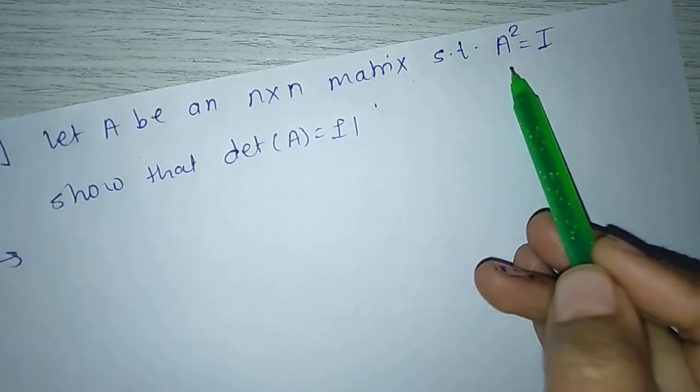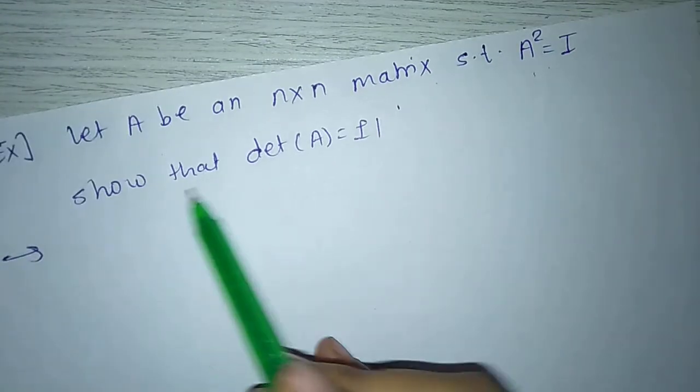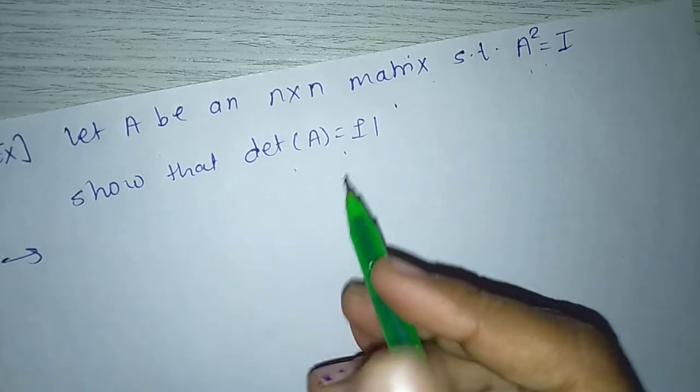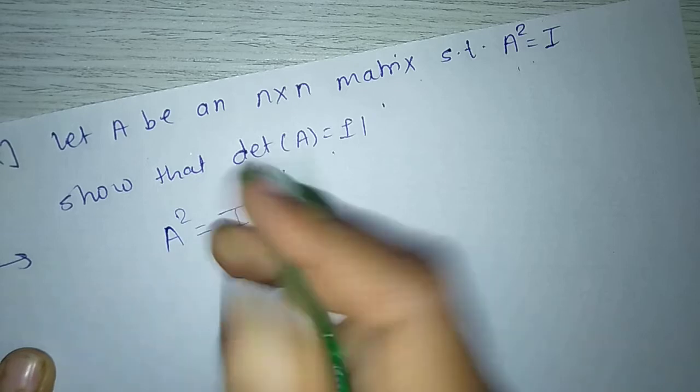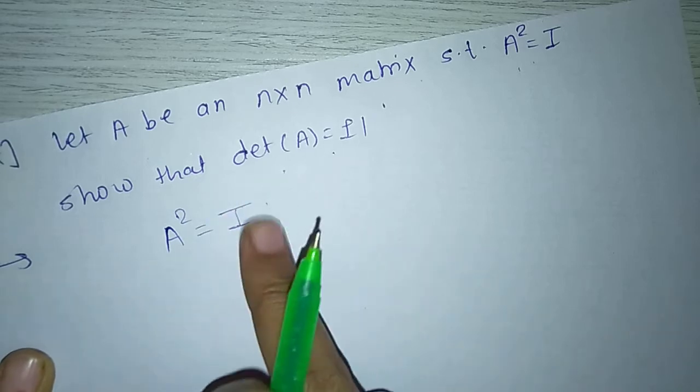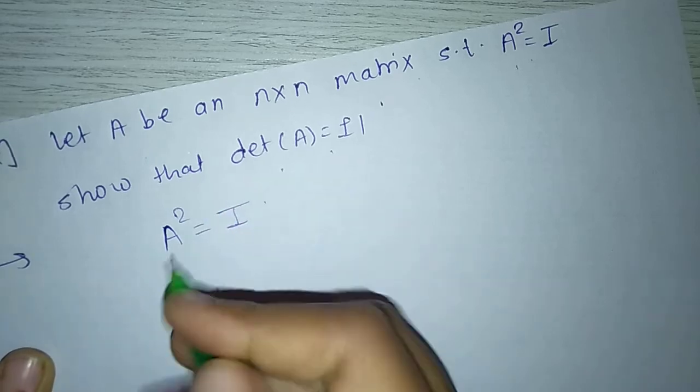Next example, let A be an n by n matrix such that A square equal to identity. Show that determinant of A equal to plus minus 1. A square equal to identity. A is n by n matrix, so I is also n by n matrix.